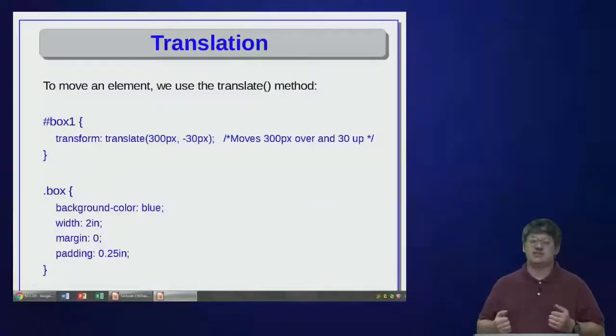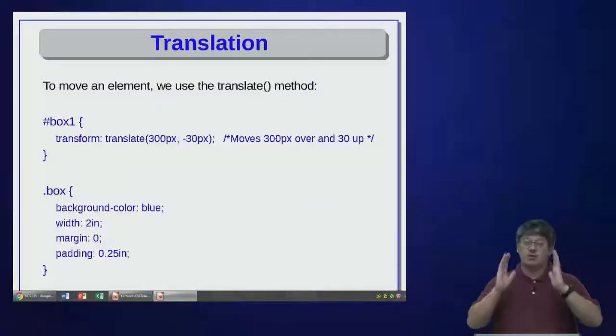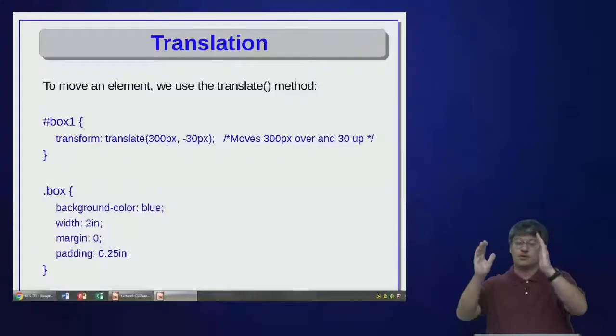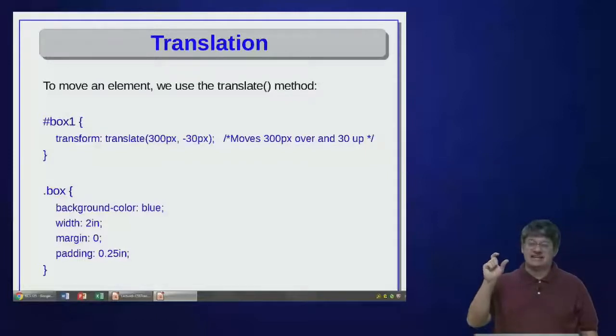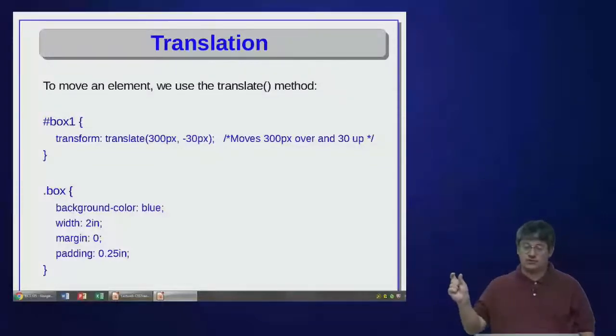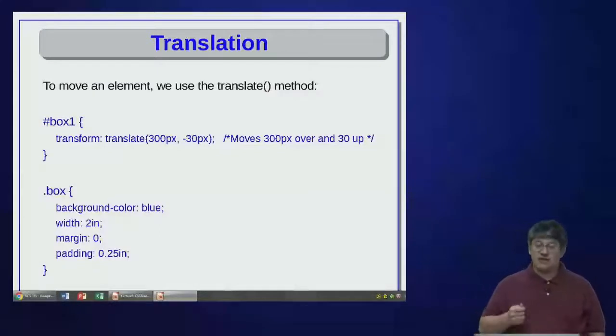One of them is the translate method. The translate method will take an element and move it from its normal location on the page. So here's some example code. I've created an element with ID set to box 1. And I'm going to transform that element by translating it 300 pixels to the right and 30 pixels up. And the way that I do that is I use the translate method.